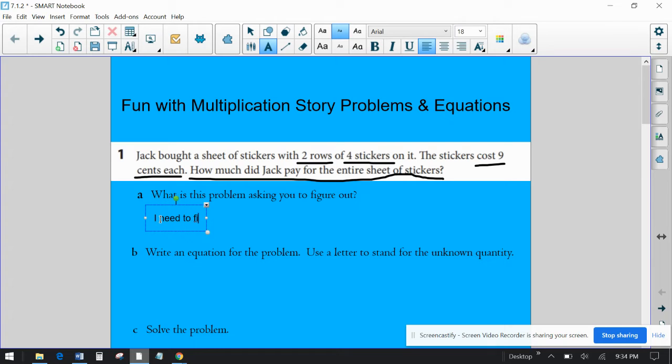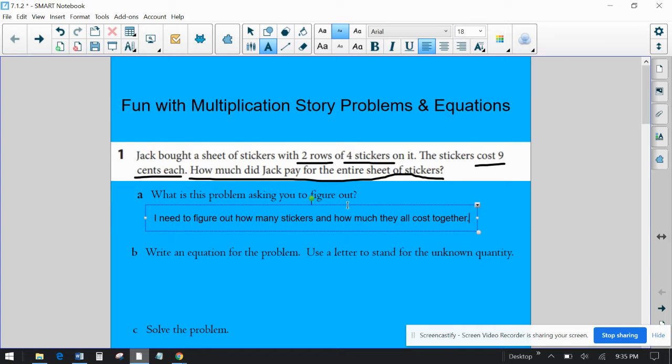I need to figure out how many stickers, and then if you do that problem, then you can do the second step, which is the stickers cost 9 cents each. How much did Jack pay for the entire sheet? So we have to now assign a value to every single sticker once we know how many stickers there are. So we also need to know how much the entire sheet costs. So I need to figure out how many stickers and how much they all cost together.